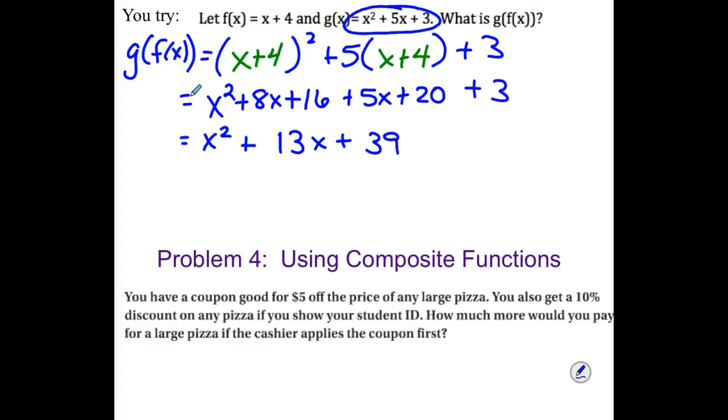Any domain restrictions on that final answer? We didn't have any on the inside function. We don't have any showing up in our final composition. So my domain is all reals. Okay. Our last question.